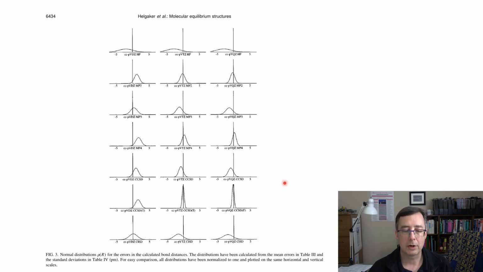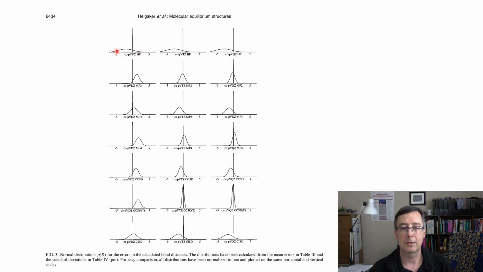This is a really nice chart from one of Trygve Helgeker's papers that I like a lot. This is showing you normal distributions of errors for a set of bond lengths, where they were calculating the bond lengths with different methods. That's the different graphs. Versus what the exact answer is supposed to be. And so look at this upper left. This is CCPVDZ Hartree-Fock. And I forget what the scale is. These are like in picometers or something. So you can see it get this broad distribution.